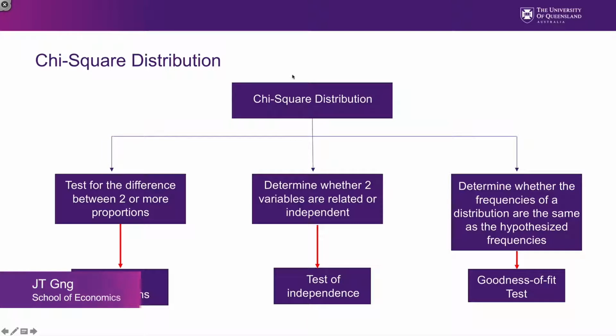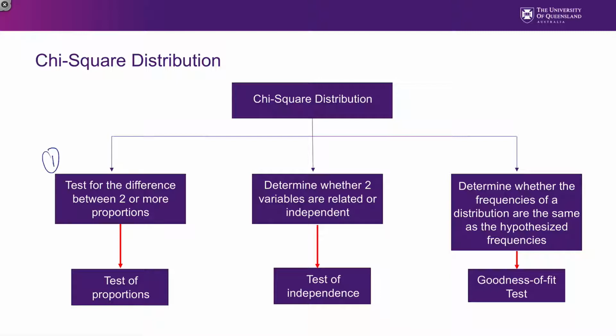Good morning everyone. So today we'll be looking at chi-square tests and different types of chi-square tests. Specifically, we'll be looking at the chi-square distribution and three different scenarios. With the first scenario, you're testing for the difference between two or more proportions, and that is when you use the test of proportions. When you are trying to determine whether two variables are related or independent, then you use the test of independence. And when you're trying to determine whether the frequencies of a distribution are the same as the hypothesized frequencies, you use the goodness of fit test.